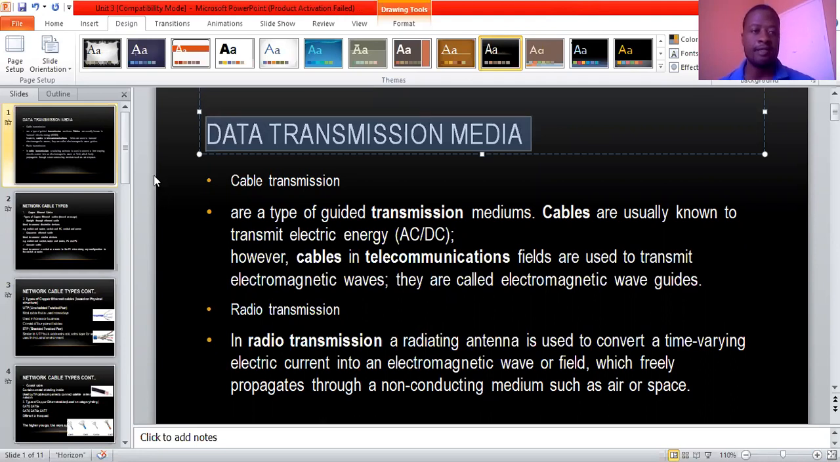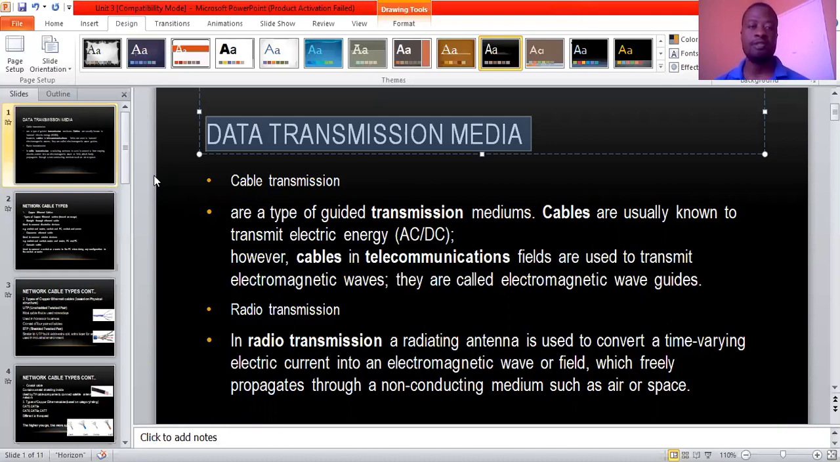So basically, data transmission media, we should say, is a way of how you get your data to reach its destination. What type of means do you use to get your data to be transmitted from the source to its destination? So how does it reach its destination?